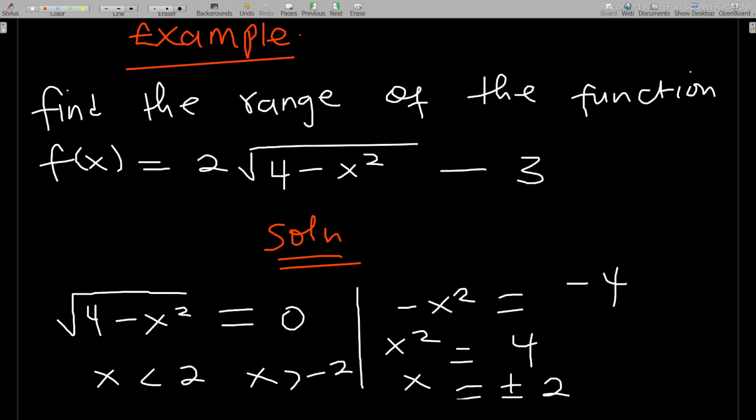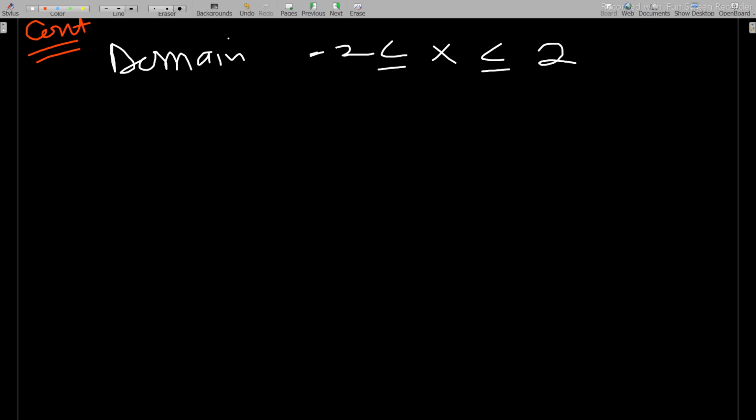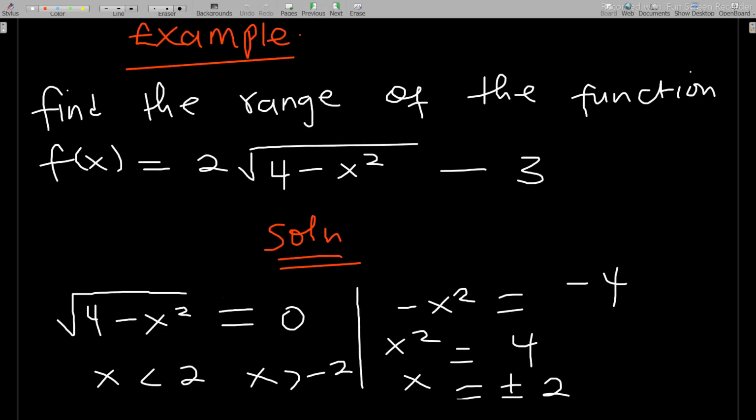That will be the domain. So let's go ahead and write the domain. The domain is this: x is within this range, -2 less than or equal to x less than or equal to 2. So x should be greater than or equal to -2, because this works and this also works, so it should be this or that.